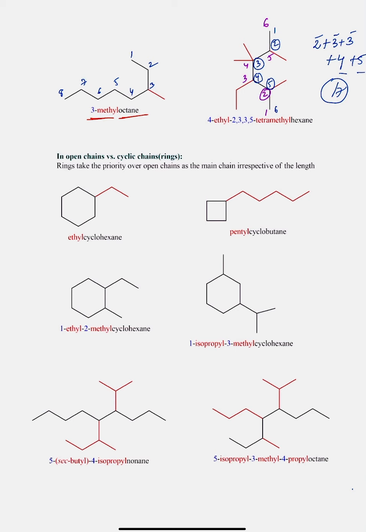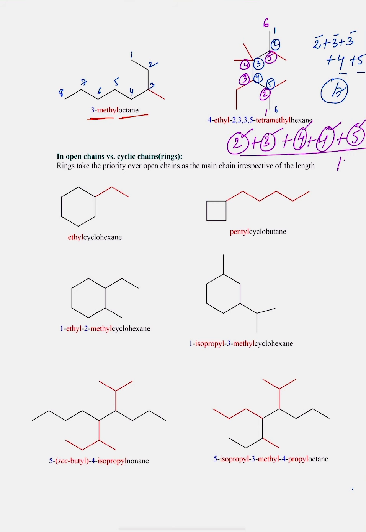So we have a substituent at 2, we have a substituent at 3, we have two substituents at 4 according to the purple numbering, so 4 plus 4, plus there is one substituent at 5. So what do you get here? You get 5 plus 4 is 9, 9 plus 4 is 13, 13 plus 3 is 16, 16 plus 2 is 18. So which is the right way of numbering? Is it the numbering written in blue or the numbering written in purple?